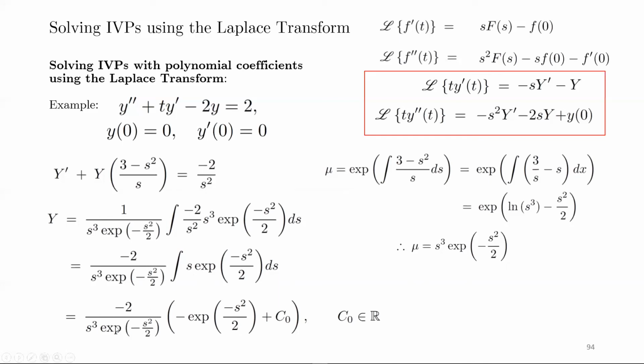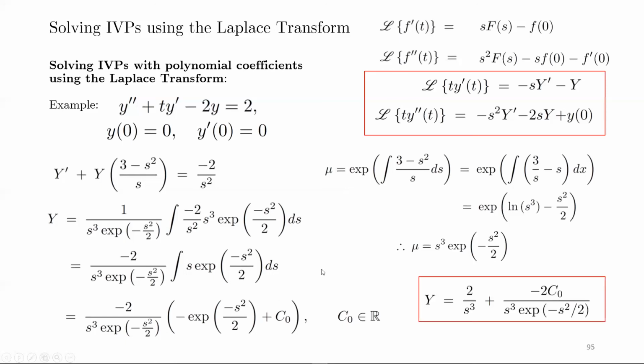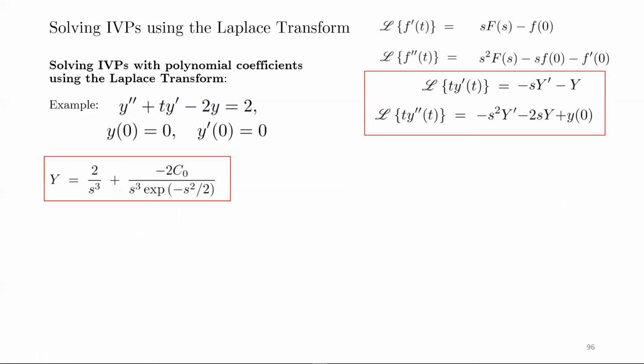Well, I can simplify this a little bit because I can bring this exponential inside both of these terms here. That way this exponential term cancels in this first term, and I get left with y is equal to 2 over s cubed plus a second term involving some integration constant c0 here. Okay, I don't really want this integration constant c0 in my solution though. So how can I find this integration constant?